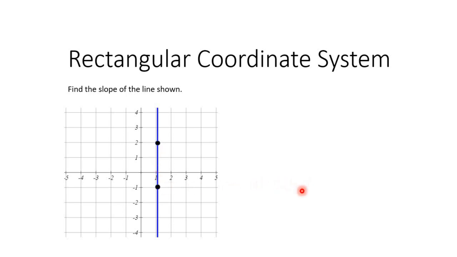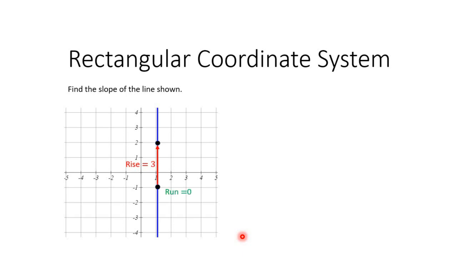So first I'll look at the rise. And it looks like from here I'm going up 1, 2, 3. So the rise is 3. But the run to go from one point to the next, I don't have to go left or right at all. Therefore, the run is 0.